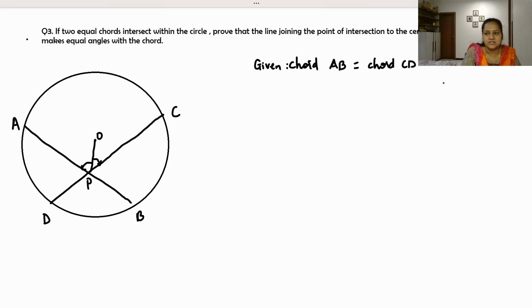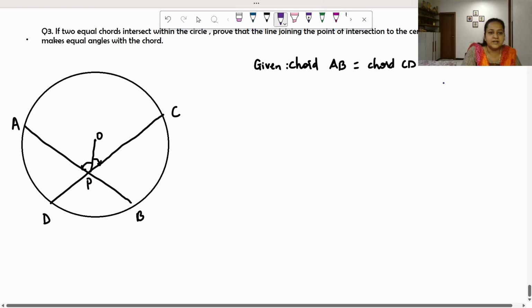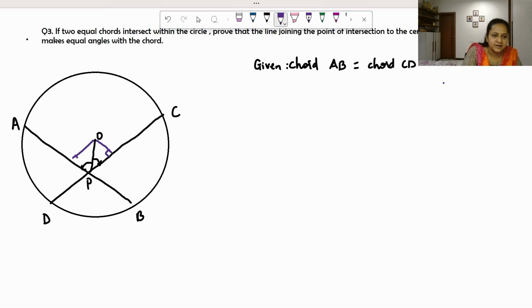Now, again, what do we understand? If we want to prove that, we'll have to do a construction. We'll drop perpendiculars. And let us call this OL and OM. First we need to prove that angle OPM is equal to angle OPL, which can also be written as angle OPA is equal to angle OPC. Instead of M, you write C because they are collinear. I hope it is understood.